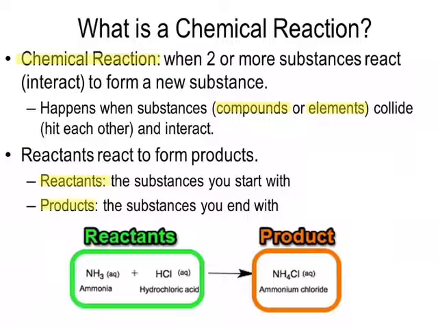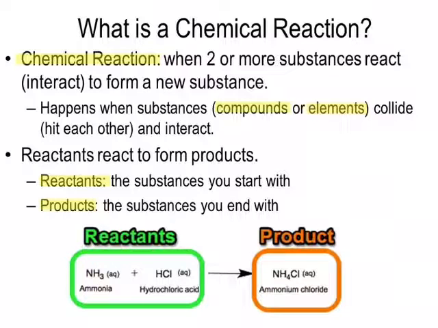So a chemical reaction is just another word for a chemical change. Two or more substances, they could be elements or compounds, are reacting to form a new substance. Notice that they will not be mixtures, and that's because mixtures are physical combinations of elements and compounds. Elements and compounds are your chemical bonded substances.